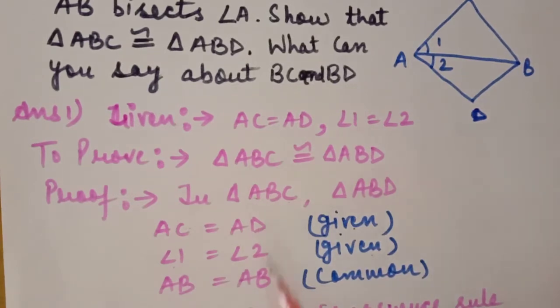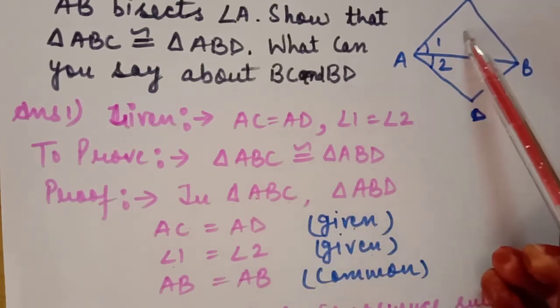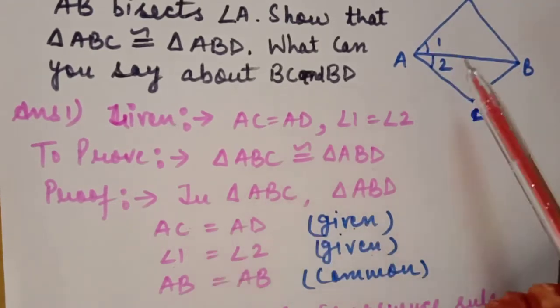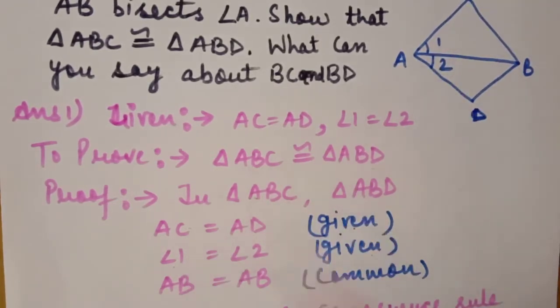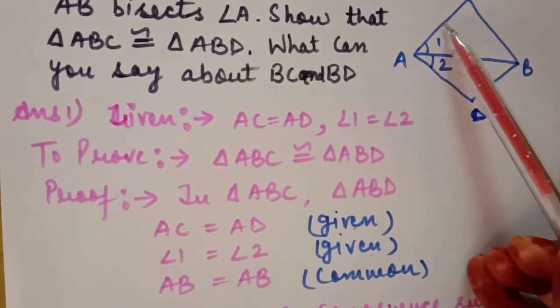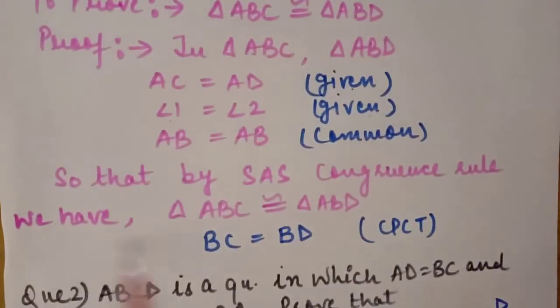So we have two sides and one angle. So let me check which criterion of congruency is present here. We will check in one triangle only, ABC. AC first, angle A second, AB third. First element, second element, third element. So SAS. So by the SAS congruency rule, both the triangles are congruent.